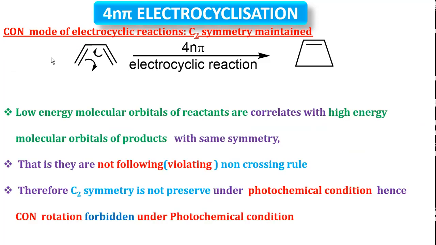So friends, this is the conrotatory mode of rotation for 4n pi electrocyclization. What is the conclusion? For 4n pi electrocyclization, conrotation is allowed thermally. Thermally allowed, photochemically forbidden. So where is it allowed? Thermally allowed. Okay, let's see the other mode of rotation.